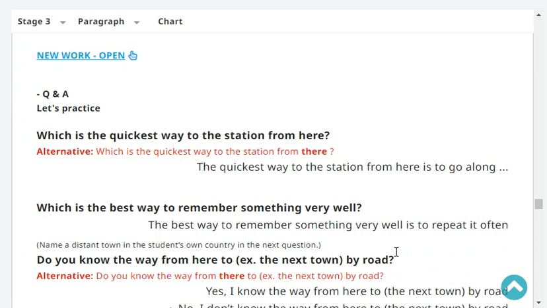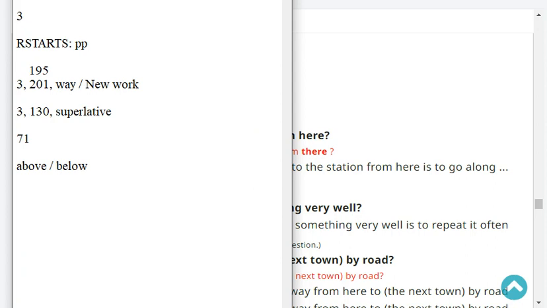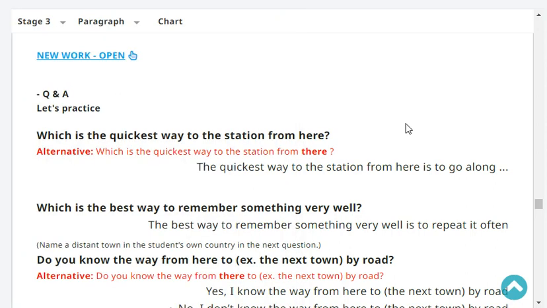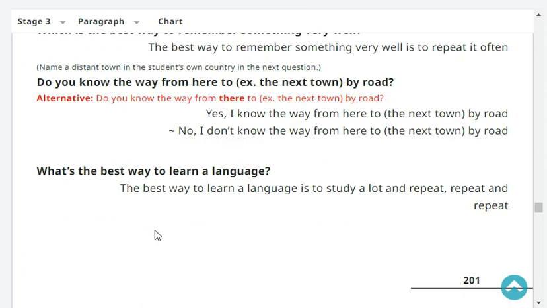Which is the best way to remember something very well? The best way to remember something very well is to repeat it often. Very good.